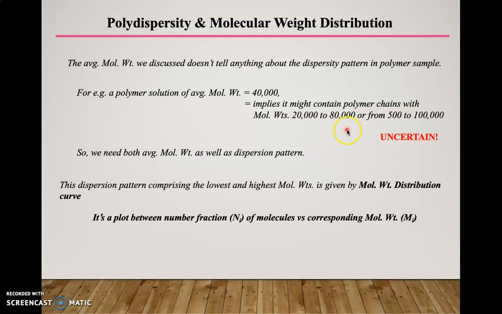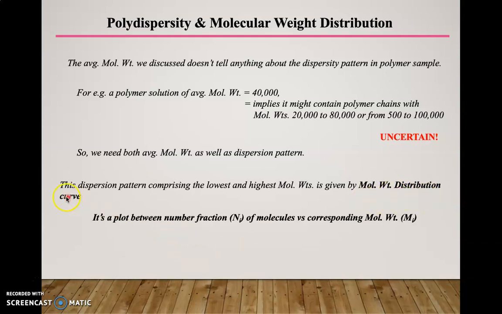So it's pretty uncertain to know clearly from just the value of the average what all molecular weights are available in that particular polymer sample. So that's why it's very uncertain. So we need another important aspect, and that is the molecular weight distribution.